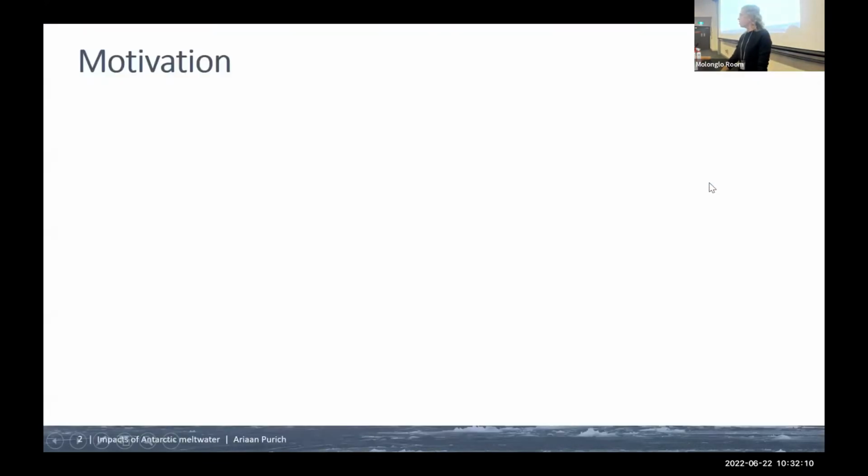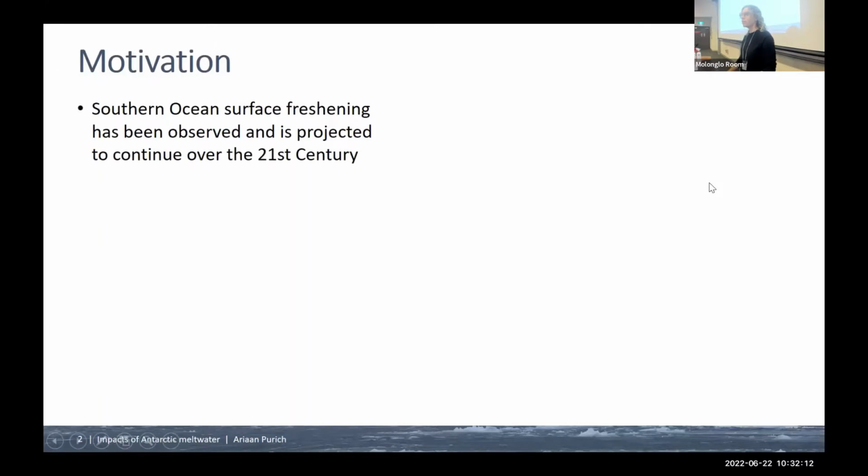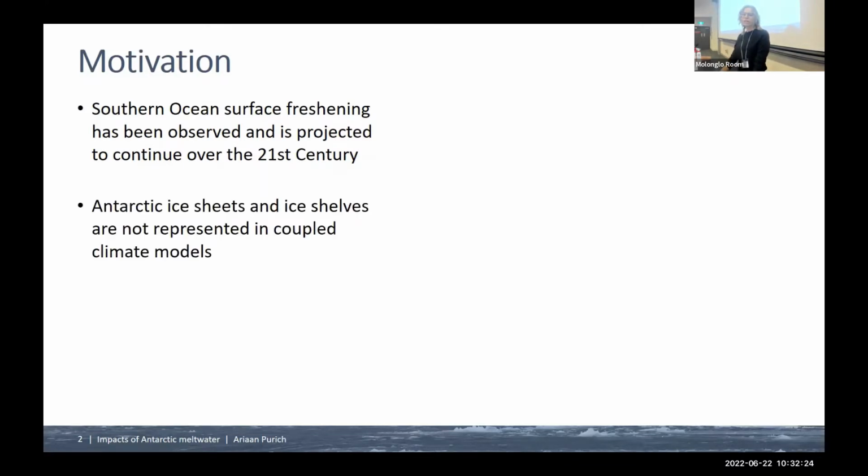And so the motivation behind this study is that the Southern Ocean surface is observed to freshen over recent decades, and surface freshening is projected to continue over the 21st century, in particular as the Antarctic ice sheet shelf melt accelerates. But Antarctic ice sheets and ice shelves are not currently represented in coupled climate models, and this constitutes a fundamental challenge in projecting 21st century climate change.